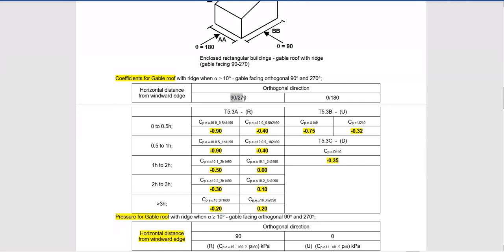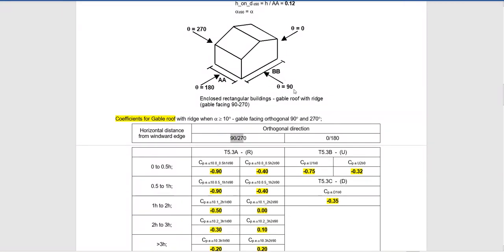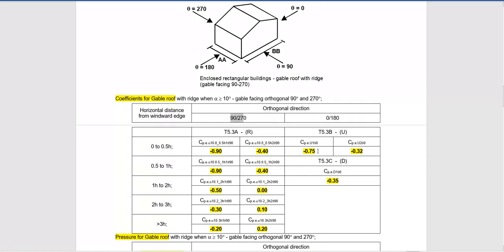That's for the wind at 90 degrees, and I'm assuming that my wind is coming in this direction. For the next CPE value, we are going to change the wind direction, which is 0 and 180 degrees. My CPE values from the code are negative 0.75 and negative 0.32. Negative because the wind is away from the surface. If it is positive, it is towards the surface.